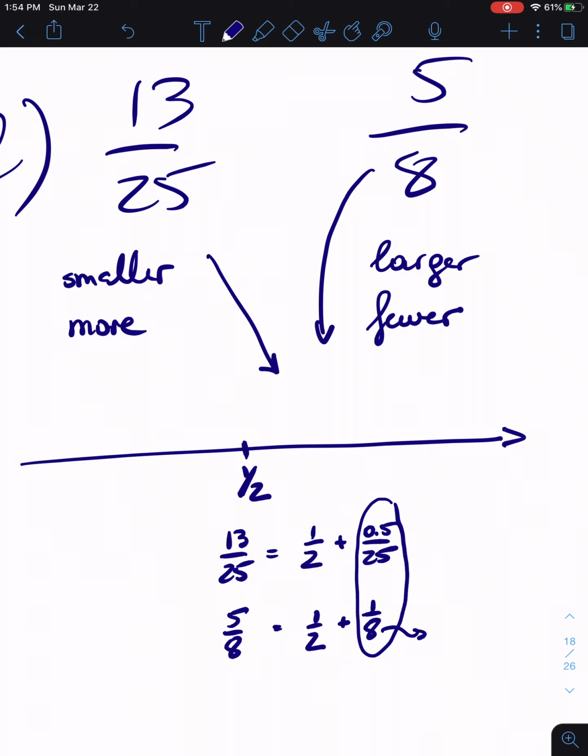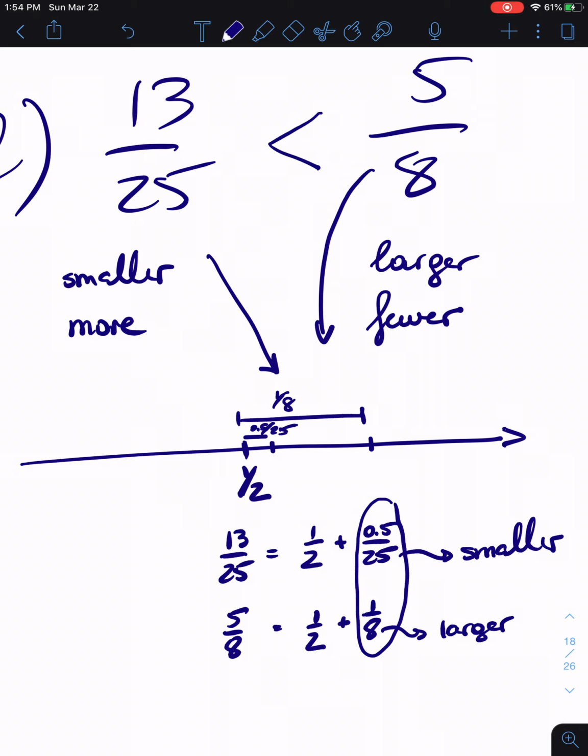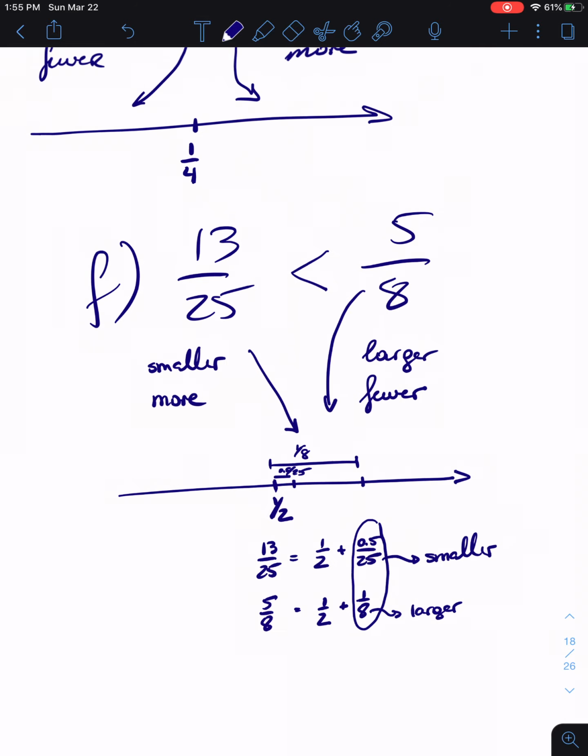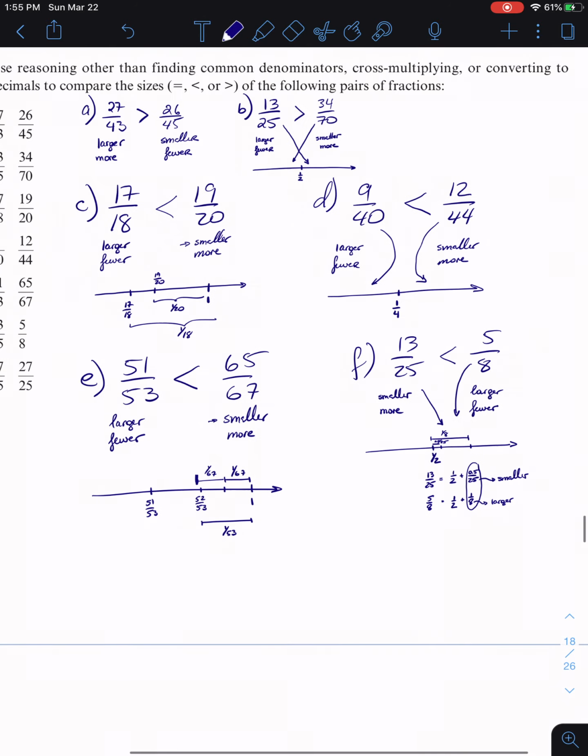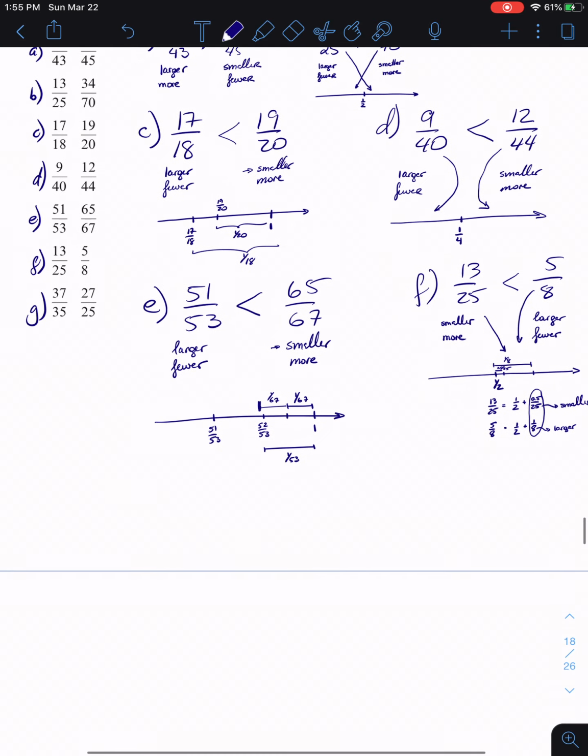So this is larger and this is smaller. So this is 1/8. And 1/2 of a 25th is going to be in here. Which one is going to be greater? And you can see that 1/8 is going to be greater. So the 5/8 is greater than 13/25. Again, without any common denominators or any other kinds of procedures that we'd used before.